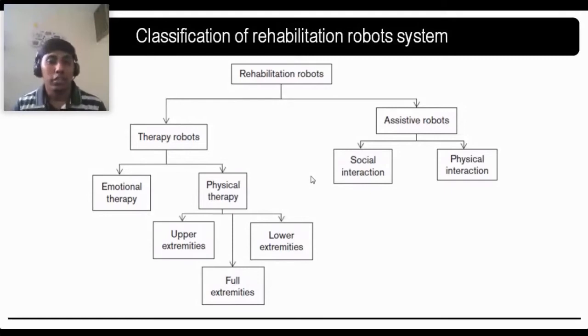In that sense, physical therapy is also broad, and for the full extremity people usually call it the complete exoskeleton, and then the upper exoskeleton and lower exoskeleton will come. But the physical therapeutic robot need not be an exoskeleton all the time. That's what I mean to say here.